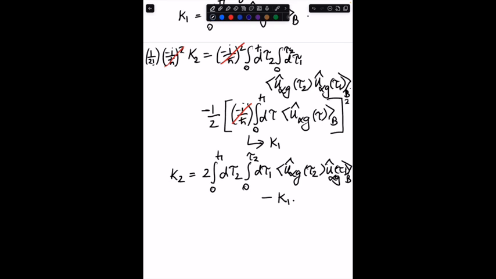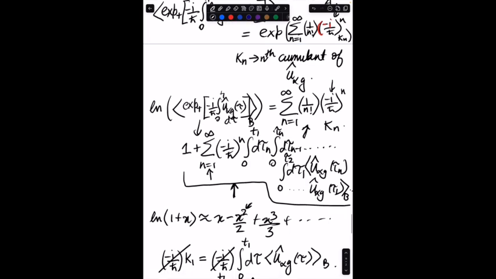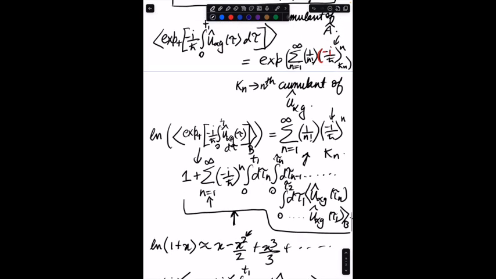And likewise, you can generate the third order cumulant, the fourth order cumulant, the fifth order cumulant, and so on. So you can define these cumulants as such, and they are very easy to think about.